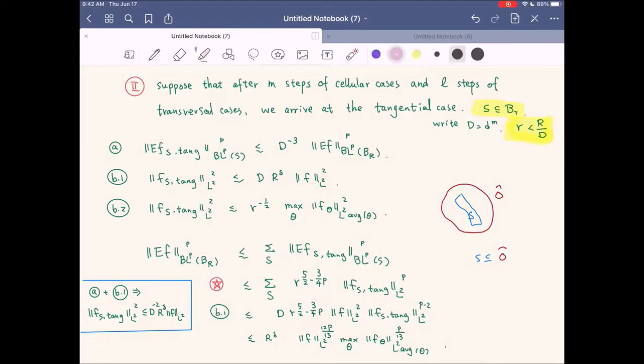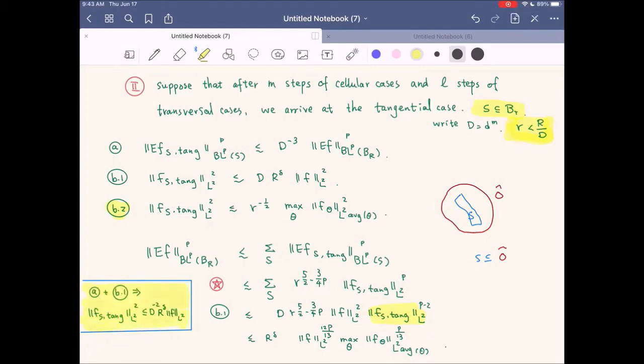And in the end, we apply the B2 step to bound this quantity. So we have two estimates about this quantity, the L2 norm of Fs tangential. The first estimate is the geometric estimate about the support. And the second estimate is the estimate we can obtain from polynomial partitioning.